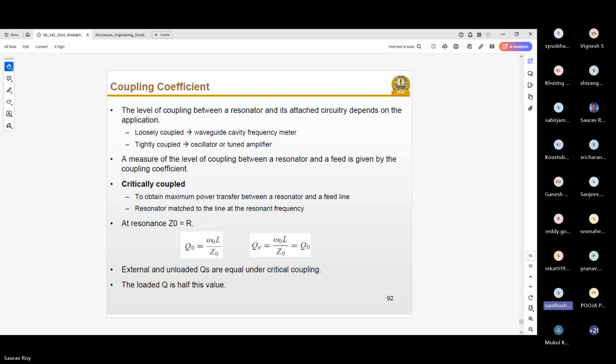Okay. Why? May I know the reason why we are using lumped filters also in that?